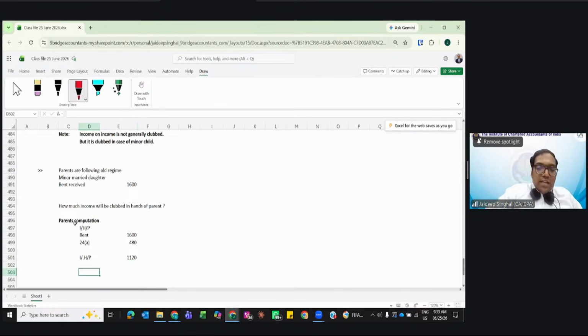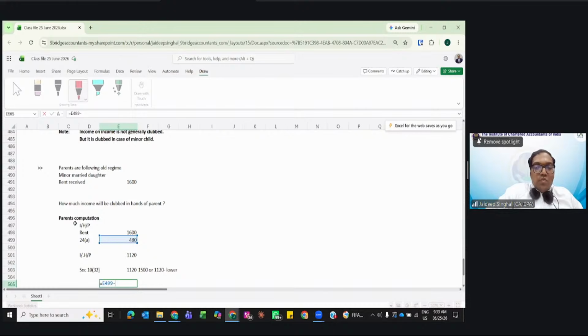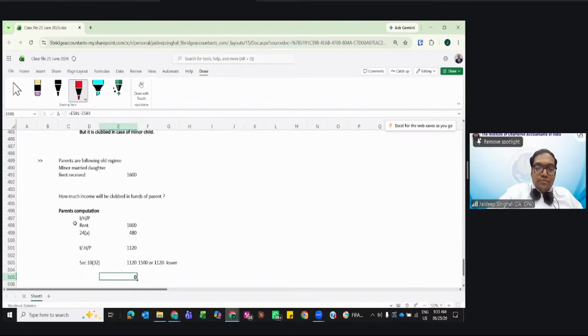1120. Then you will give section 10(32). How much section 10(32) will be given? 1500 or 1120, whichever is lower. 1120 is lower. What is the net income to be clubbed? 0. Everyone, is that clear?